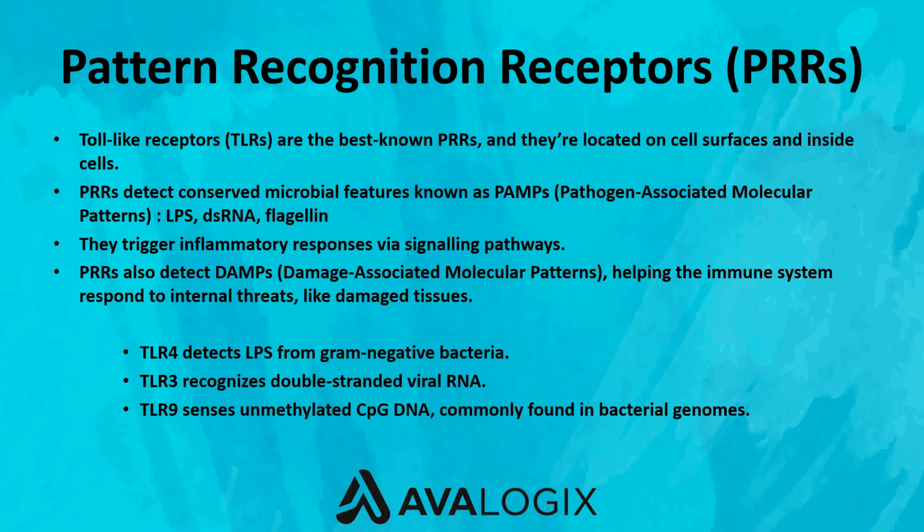Let's summarize. PRRs detect conserved microbial features, known as PAMPs. They trigger inflammatory responses via signaling pathways. TLRs are the best-known PRRs, and they're located on cell surfaces and inside cells. PRRs also detect DAMPs, helping the immune system respond to internal threats, like damaged tissues. Next, we'll tie together everything we've learned so far and look at a summary of innate immunity to see how these barriers, cells, and molecules all come together during an immune response.